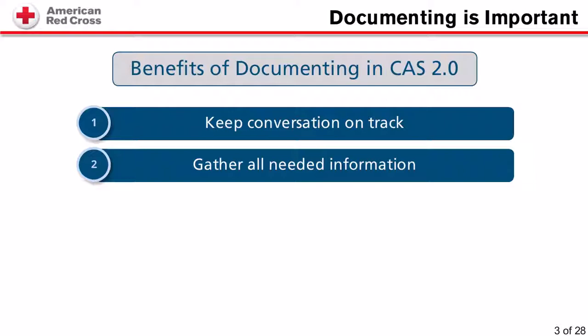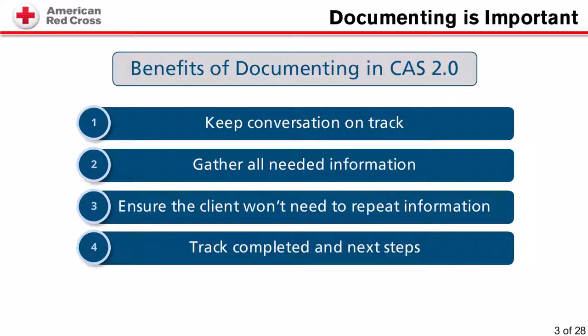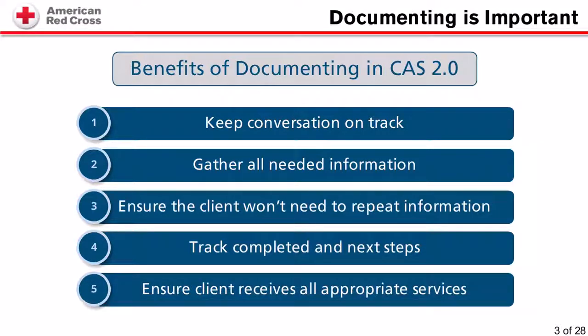Documenting in CAS 2.0 right away also helps the client in their next conversation or contact with a follow-up caseworker. When everything is documented accurately, the client won't need to repeat information, and we can track steps completed and next steps. Then we can be sure each client received all appropriate services and assistance. The fiscal reviewer and the casework supervisor will check each case record for this purpose.